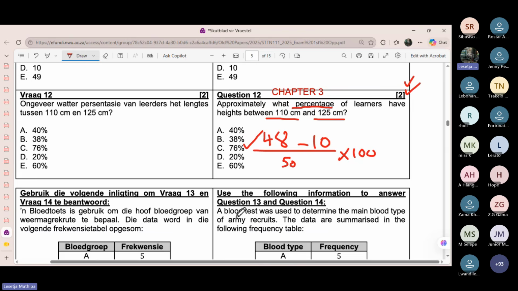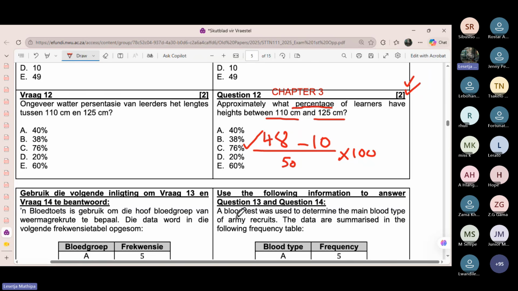Okay, the reason why I divided by 50: they want a percentage. So basically this question is talking about a relative frequency, but they are not telling you that they want a relative frequency. I think it's a relative percentage frequency, where you said R is equal to the frequency divided by N, and you multiply it by 100.